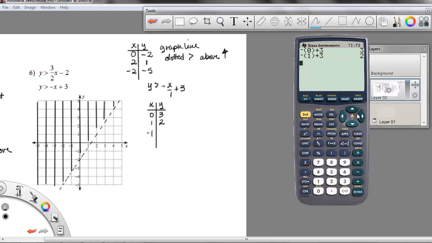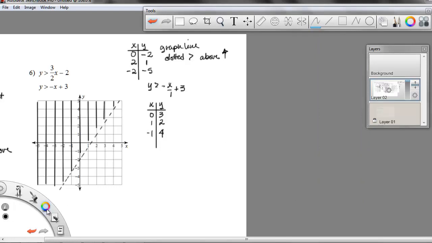And if I use a negative 1 for the x, I think it should give me 4. Let's see what I get. Yep, I get 4. Now let's graph these points, and I'll do this one in red. 0 and 3 is right there. 1 and 2 is right there. Negative 1 and 4 is right there. I'll draw my line, and it's going to be dotted because it's greater than, and because it's greater than, I'm going to shade above the line.